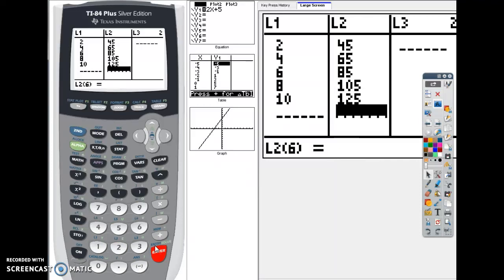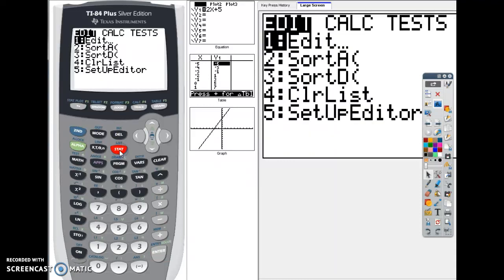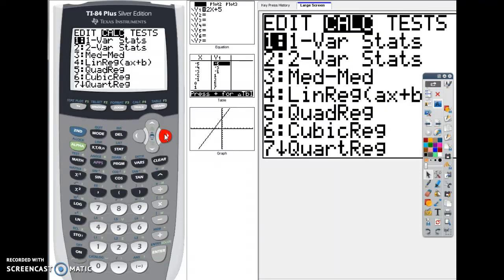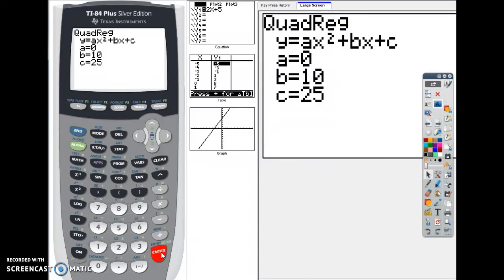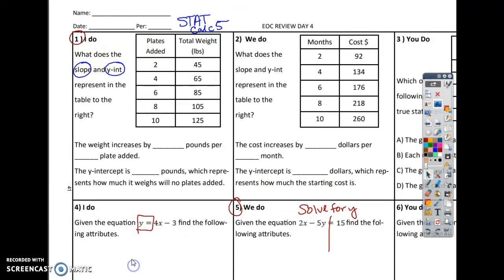Okay, again, it's more than 2 points, so I can do stat, arrow over to calc, 5, enter. Okay, and this is how you know that it's linear, because your A is 0. So if I put a 0 here, the x squared goes away. There is no x squared. So it's linear. I have y equals 10x plus 25. So let's write that down right here.